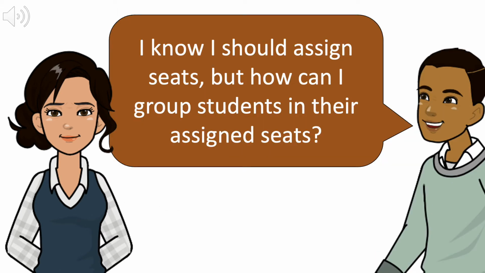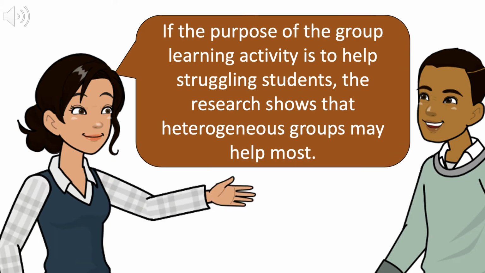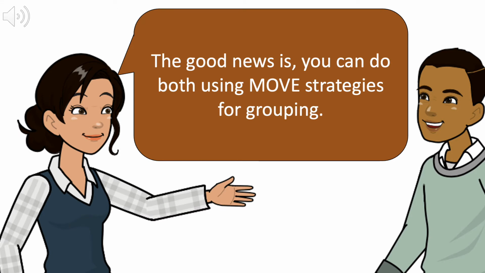I know I should assign seats, but how can I group students in their assigned seats? According to Marzano, having students work in cooperative groups is an important and effective instructional strategy. If the purpose of the group learning activity is to help struggling students, the research shows that heterogeneous groups may help most. On the other hand, if the purpose is to encourage medium ability groups to learn at high levels, homogeneous grouping would be better. The good news is, you can do both, using move strategies for grouping.